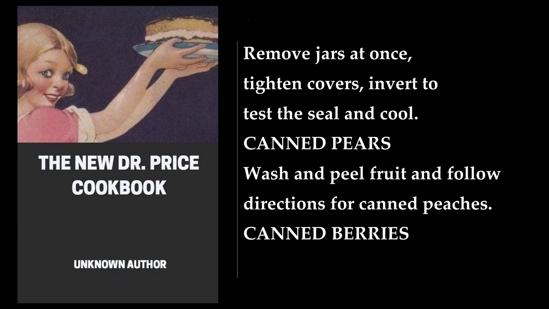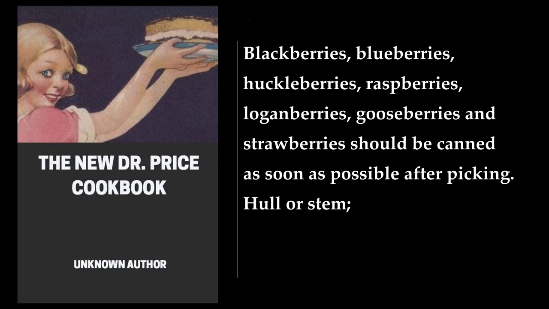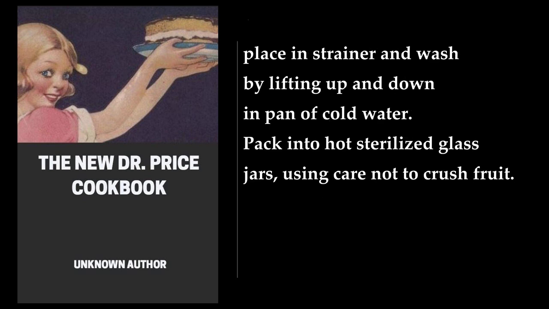Canned pears. Wash and peel fruit and follow directions for canned peaches. Canned berries. Blackberries, blueberries, huckleberries, raspberries, loganberries, gooseberries and strawberries should be canned as soon as possible after picking. Hull or stem. Place in strainer and wash by lifting up and down in pan of cold water. Pack into hot sterilized glass jars, using care not to crush fruit.